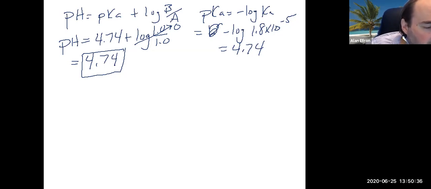Now, again, a reminder that if you don't want to use the Henderson-Hasselbalch equation in this case, you could still do an ice table. So the ice table would really just be the weak acid breaking apart.